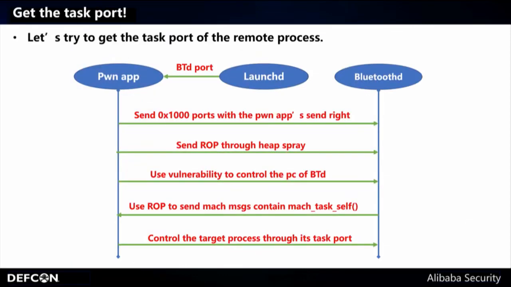Okay, so let's try to get the task port of a remote process. Here are the steps. First, we ask launchd to get the port name of bluetoothd. Then we send a lot of ports with the pwn app's send rights to bluetoothd, and send ROPs through heap spray. After that, we trigger the vulnerability to control the PC of bluetoothd. Then we use the ROP chain to send Mach messages, which contain the task port of bluetoothd, back to our pwn app. After that, we can control the whole target process through its task port.